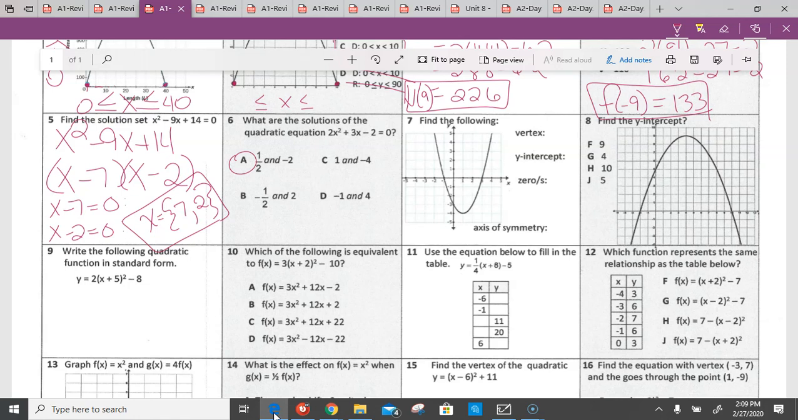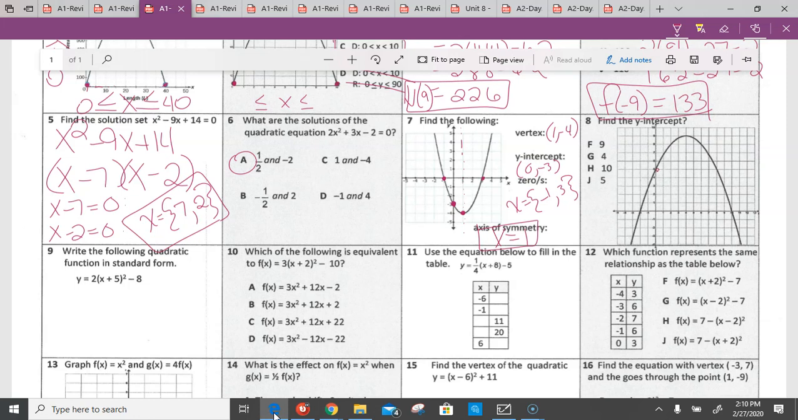Number 7, find the following pieces. The vertex. The vertex is always the lowest or the highest point, and it's a coordinate. So that would be at positive 1, negative 4. The y-intercept is anywhere your graph hits the y-axis, and that would be at 0, negative 3. My zeros are literally where the x-axis intercepts my graph. So I have two of them in this case, from left to right, -1 and +3. Notice I use the brackets and not parentheses for that one. And my axis of symmetry is the line that goes through my vertex, and that's going to be x equals +1.